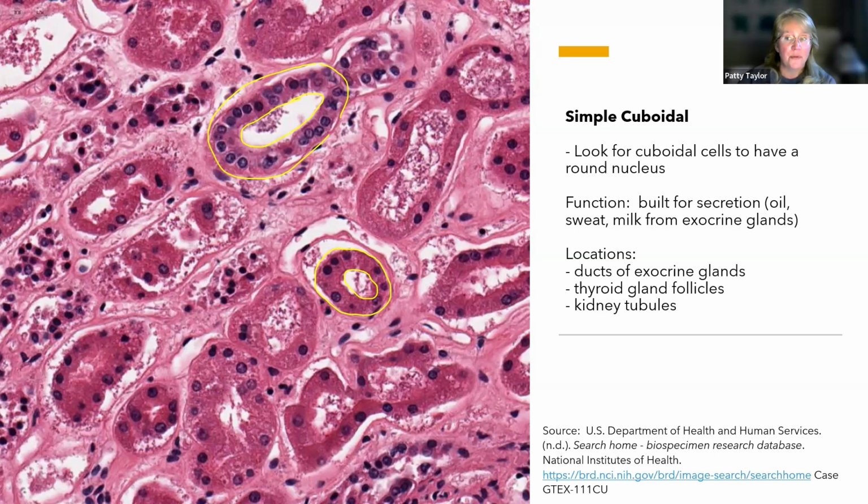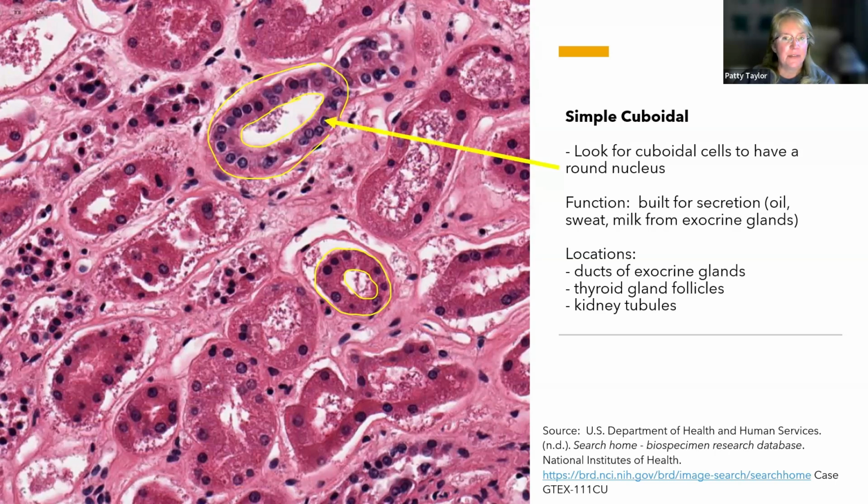Simple cuboidal is often built for secretion. That's what we do from glands like oil, sweat, mammary glands. We also have this kind of tissue forming our thyroid gland follicles. You'll also find simple cuboidal making tubes in the kidneys. We do call them kidney tubules. That's where we may be reabsorbing or secreting items to either dump those items into urine or reclaim them back into blood. So I wouldn't necessarily expect to have a ring of cells every time you see simple cuboidal, but that is often the case.